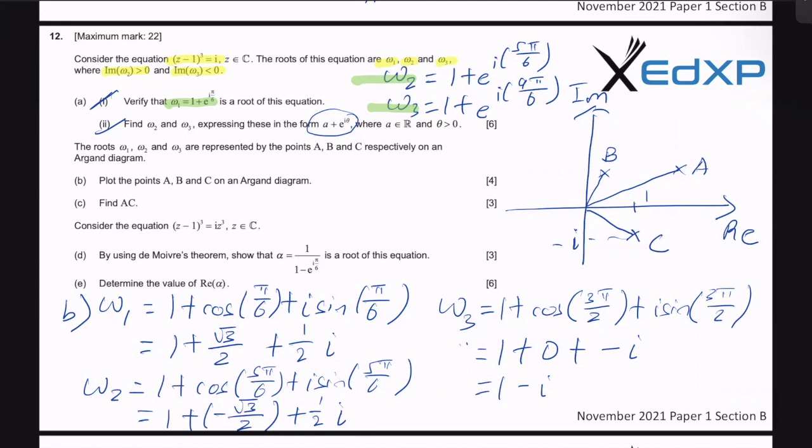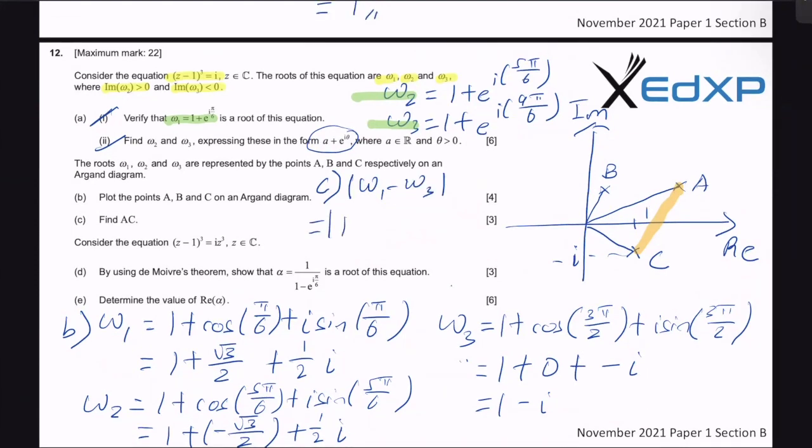Okay, if we want to find the length of AC, let me draw it in orange. AC is over here. Okay, we can proceed to use the modulus. So AC will be the modulus of 1 plus root 3 over 2 plus half i minus 1 minus i. Okay, so omega 1 minus omega 3.